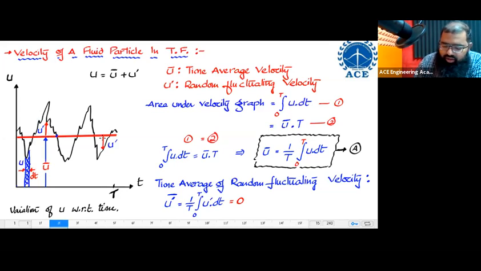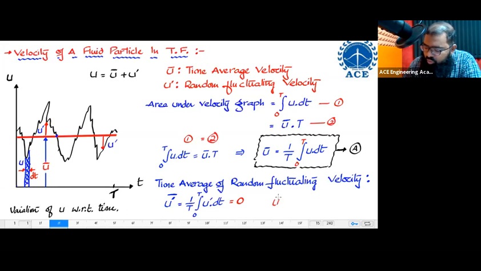Now, if the red line is average, whatever is the area above will cancel off with the area below. So above area is positive, below area is negative. So both of them will cancel off. If both of them are canceling off, what will happen? Ultimately, this integral is going to become 0. As a matter of fact, please remember, time average of any random fluctuating velocity has to be equal to 0.